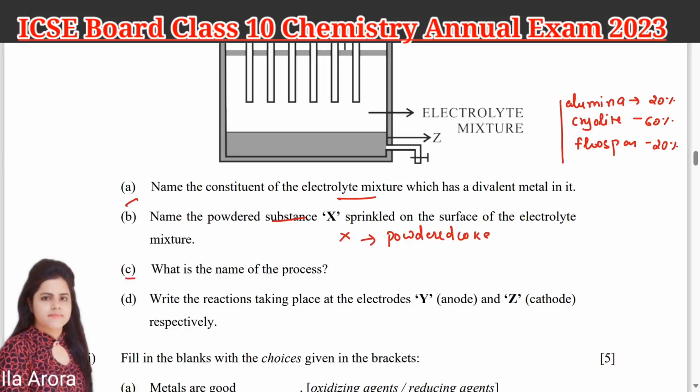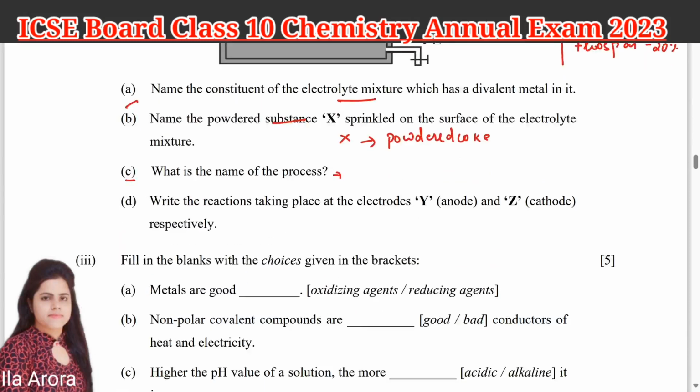Then C, what is the name? Already I told you, the Hall-Héroult process. Then the last one, write the reactions taking place at electrodes Y, that is acting as anode, and Z, that is cathode. So at cathode, what will happen? Your aluminium ion reduction will happen. At cathode, what will happen? Reduction. So your aluminium ion will gain electrons and you will get aluminium. That is your cathodic reaction. And then anode.